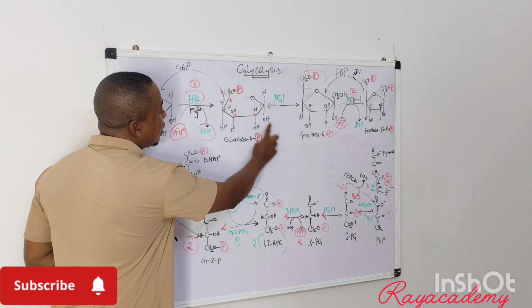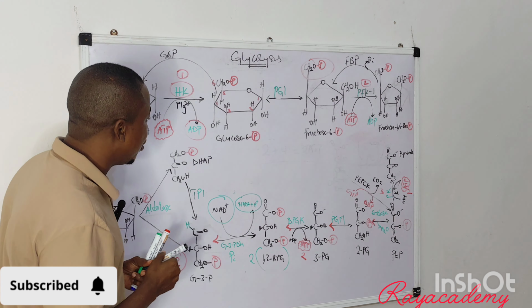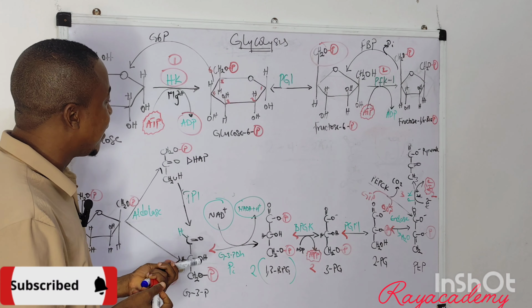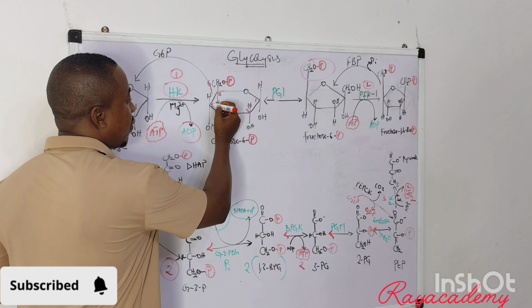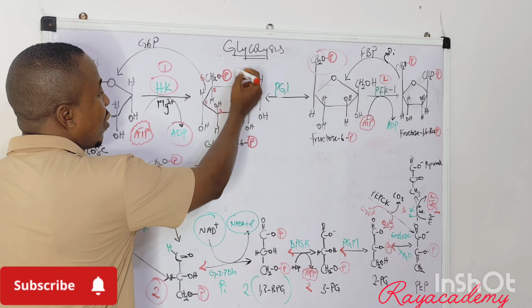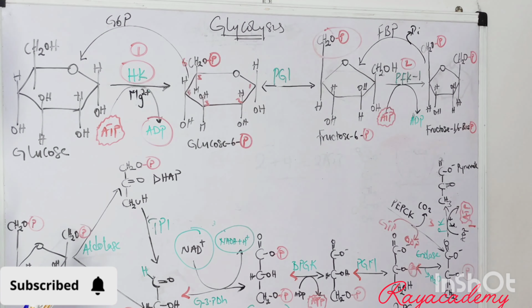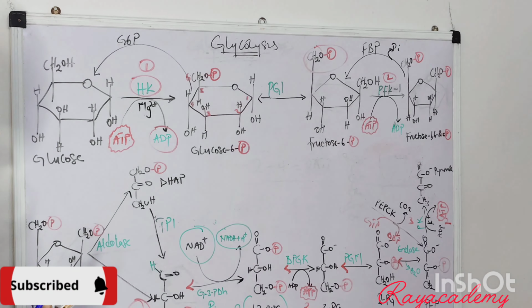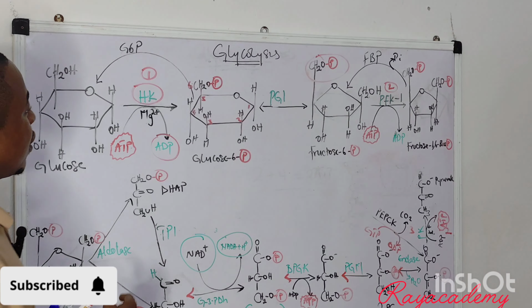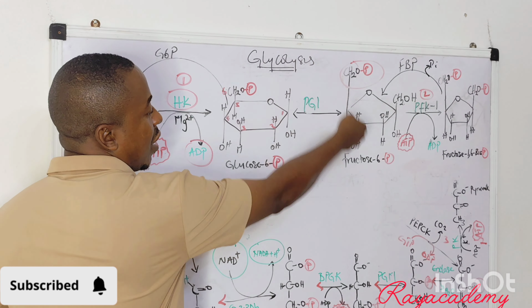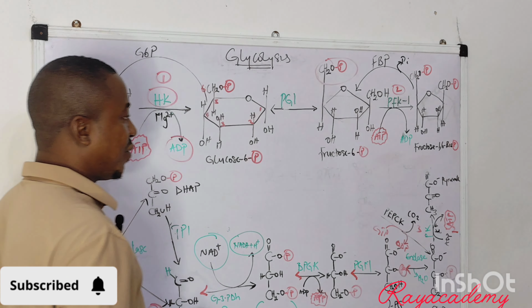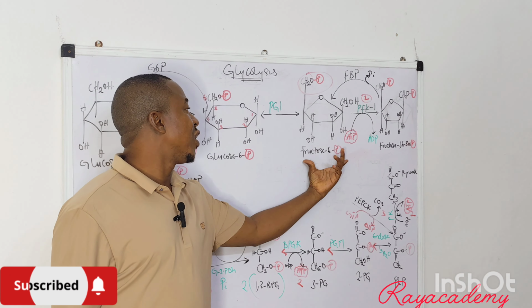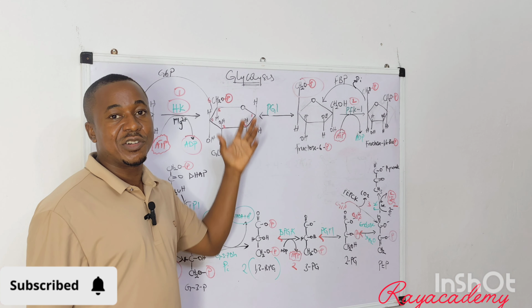So now the glucose 6 phosphate that is formed, remember the phosphate group is at the 6th position of the glucose molecule. This is carbon 1, 2, 3, 4, 5, carbon 6. So the phosphate group is at the 6th carbon atom of glucose. So the next step is conversion of glucose 6 phosphate to what? To fructose 6 phosphate, in what we call the isomerization reaction.